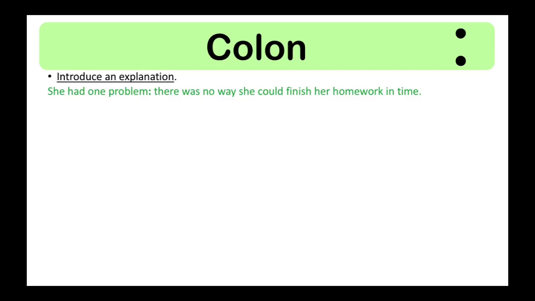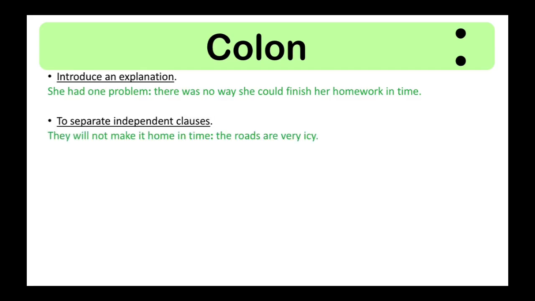An example of a colon used to separate independent clauses is, "They will not make it home in time: the roads are very icy." The colon is used instead of a semicolon between the independent clauses. The reason for this is because the second sentence explains the first sentence. So, "They will not make it home in time," and the reason for this is because the roads are very icy.